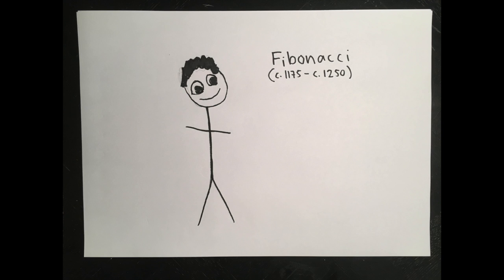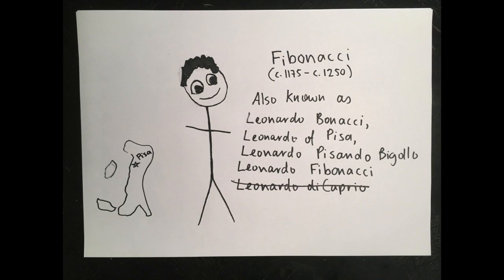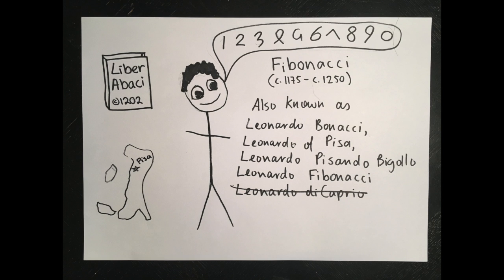Leonardo of Pisa was an Italian mathematician around at the turn of the 13th century. He went by many names but is commonly known today as Fibonacci. In 1202 he wrote Liber Abaci, or the Book of Calculations, which popularized the use of the Hindu-Arabic number system which we still use to this day.